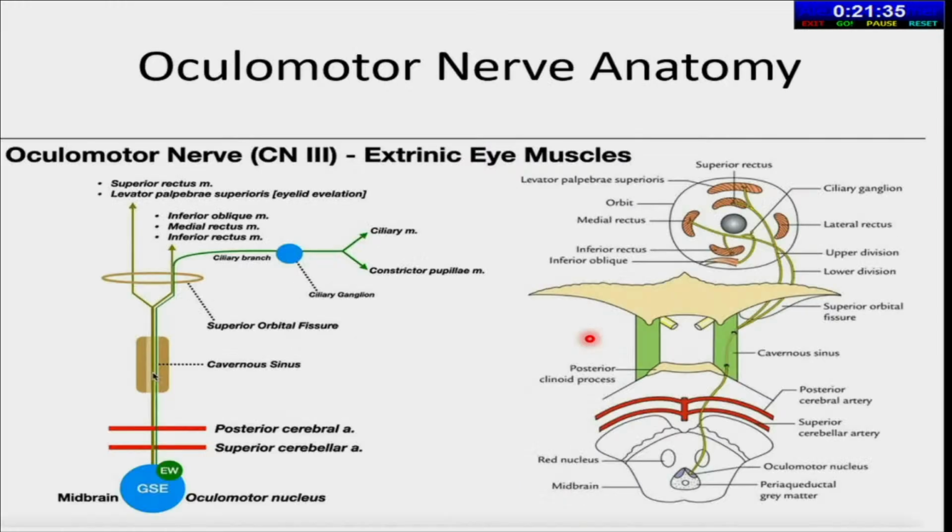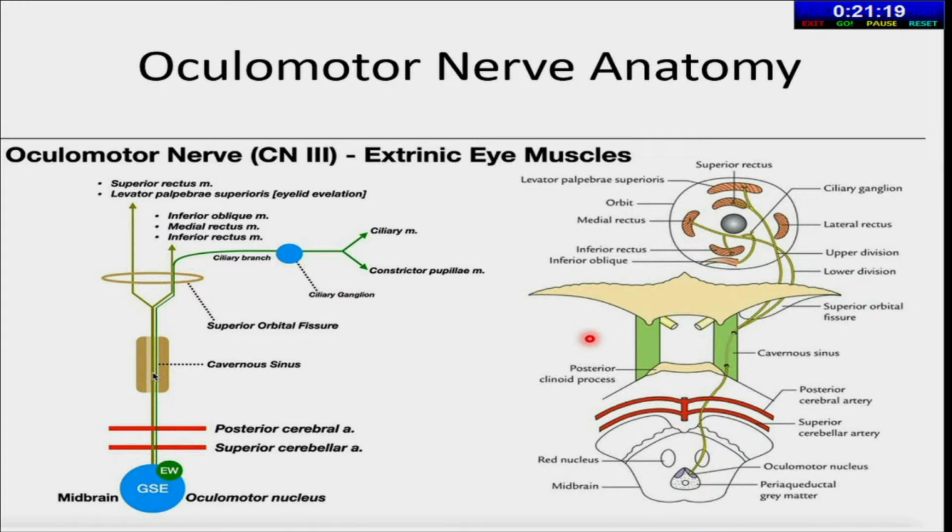Then let's look at the oculomotor nerves. I'm going through these very quickly because there's a lot of anatomy, but the idea is you should be familiar with all these diagrams and you should know about the pathways. Oculomotor nerve is coming from the midbrain. It comes at the level of the superior colliculus. It is going through the red nucleus, through the substantia nigra.